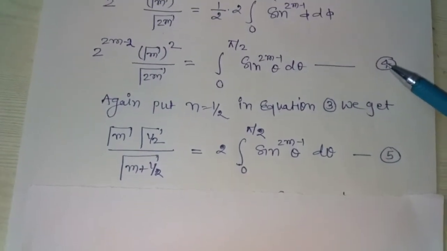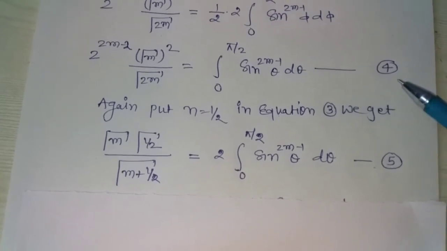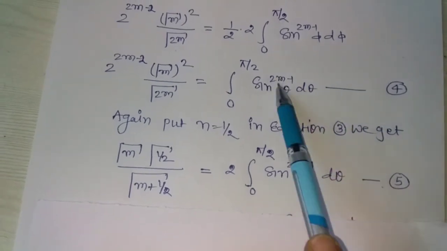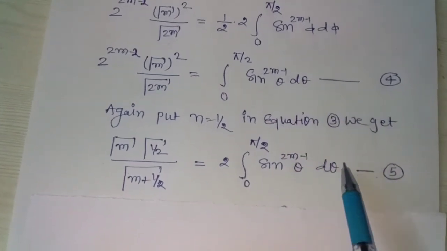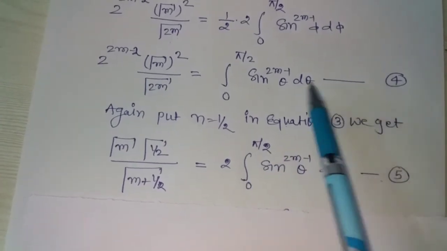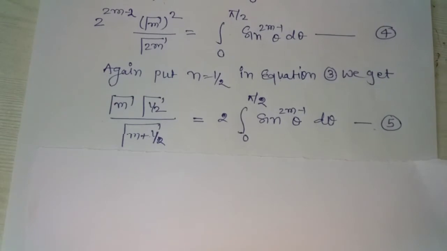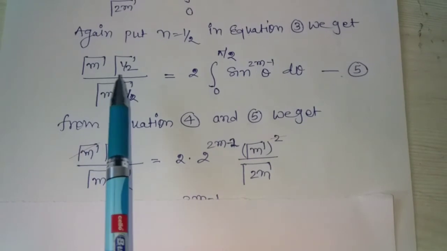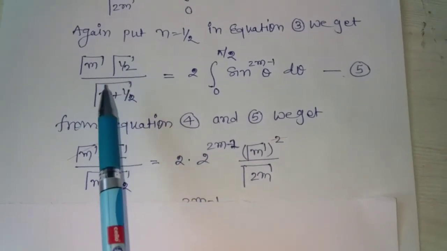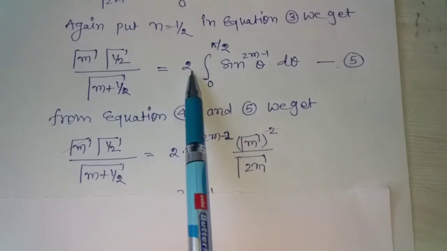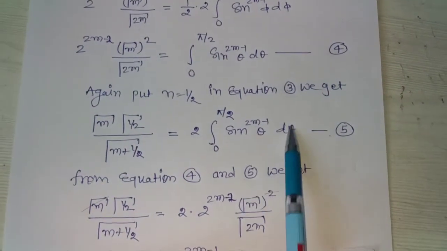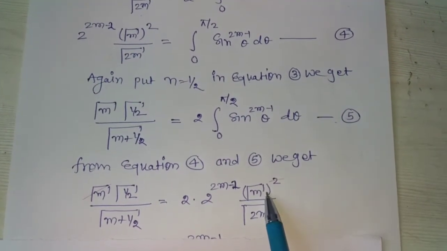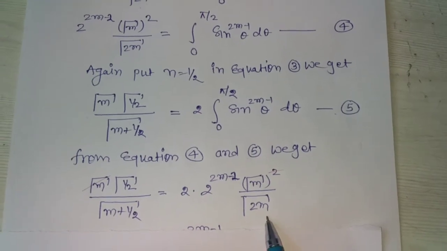Now from relation 4 and relation 5, this expression 0 to pi by 2 sine raised to 2m minus 1 theta d theta is common. So we put the value of this expression from equation 4. We get in the relation 5th, gamma m into gamma half upon gamma m plus half equal to 2 times the value of this integral, which is 2 raised to 2m minus 2 into gamma m whole square upon gamma 2m.